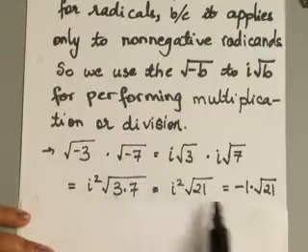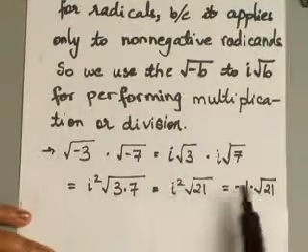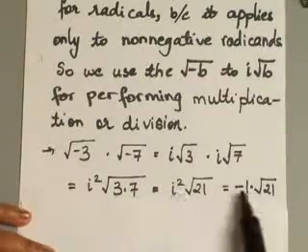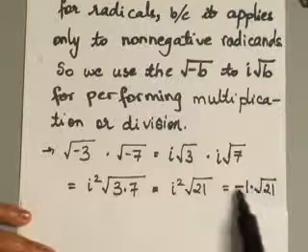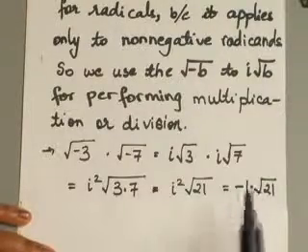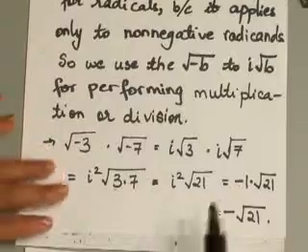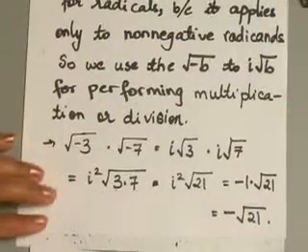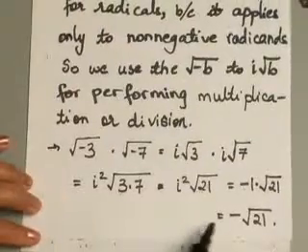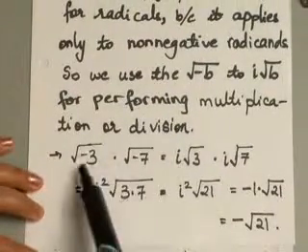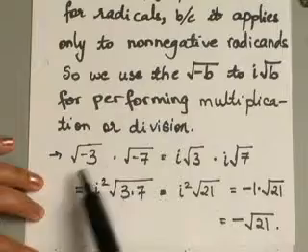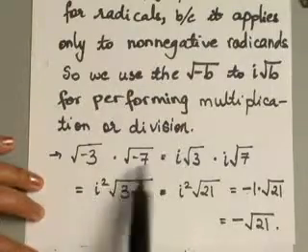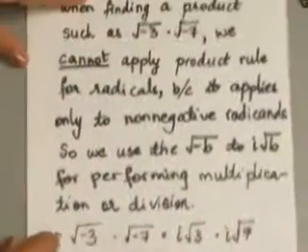And we talked about this earlier where we said i square is equal to negative 1. So that's where this negative 1 comes from. And you end up with negative 1 times square root of 21, which will of course give you negative square root of 21. So this is the idea you're going to try and apply anytime you are multiplying two even roots that have negative radicands inside.